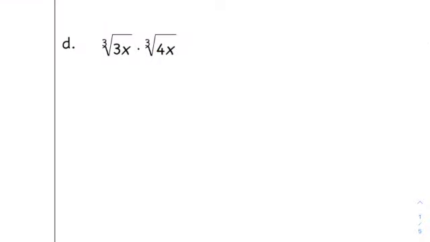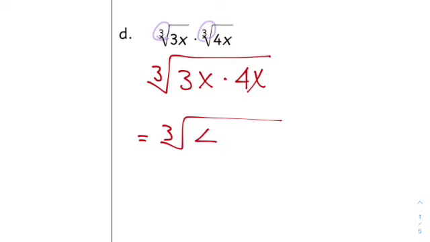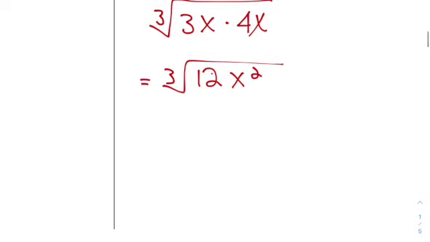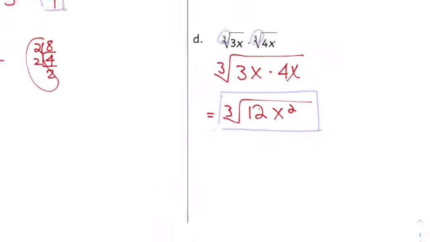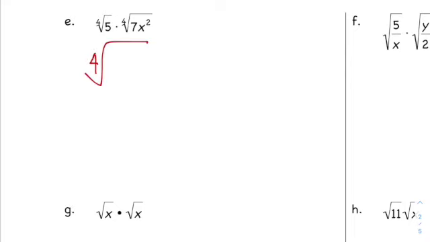Letter D. You have cube root of 3x times 4x. Don't forget, because their index is exactly the same, you can do that. If it's not the same, you cannot do it. So that's going to be cube root of 12x to the second. Now, because that has nothing to do with 3 of the same thing times itself, we are going to conclude that as the answer for example number 2, letter D. Next one, fourth rule again, because the index number is the same, and you can have 5 times 7x squared.